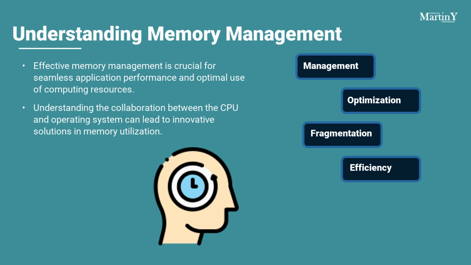From the organization of bytes into addresses to the dynamic allocation of spaces for running programs, understanding these concepts provides insight into how computers operate efficiently. The collaboration between the CPU and operating system is vital in ensuring that memory is used effectively, and recognition of issues like fragmentation can lead to innovative solutions that enhance overall performance. Through memory management, we unlock the potential of computing devices, enabling them to run various applications seamlessly and efficiently.